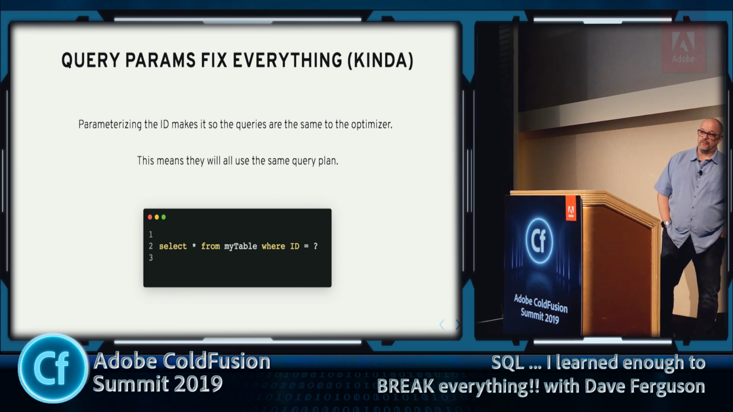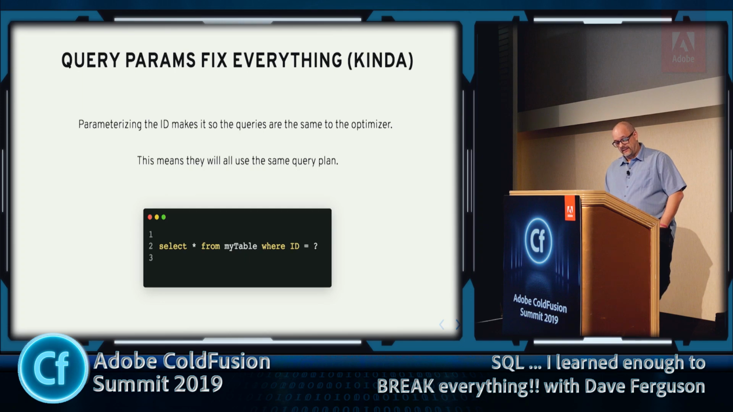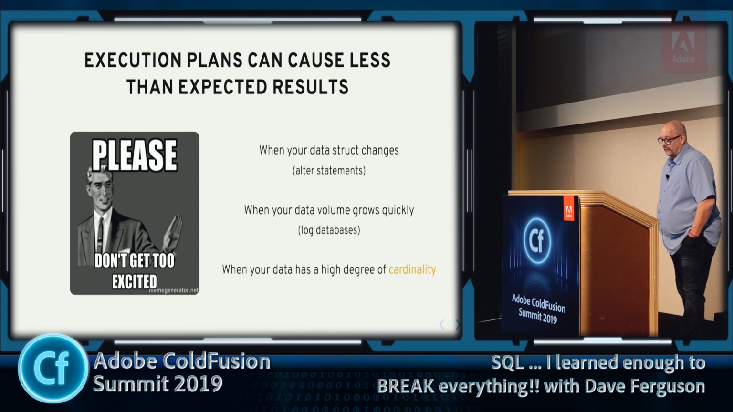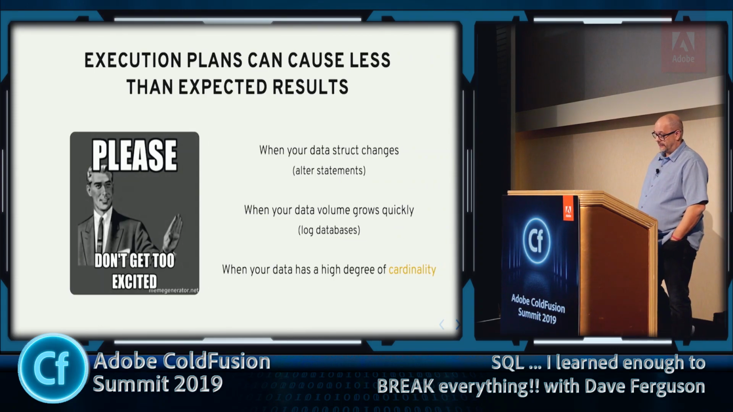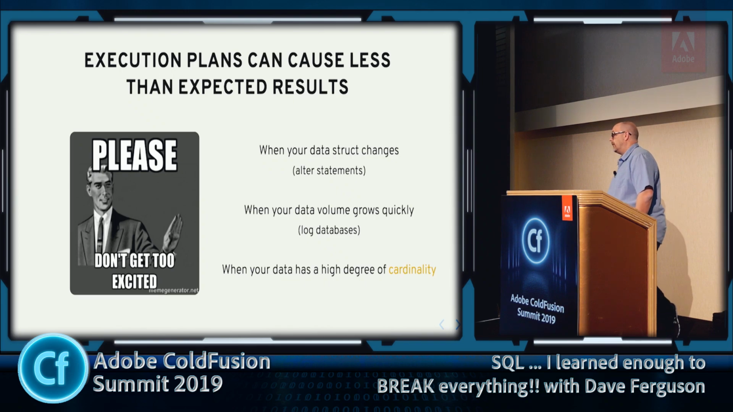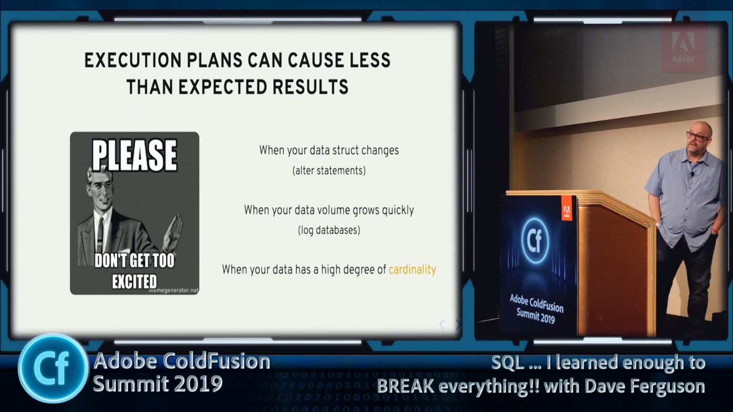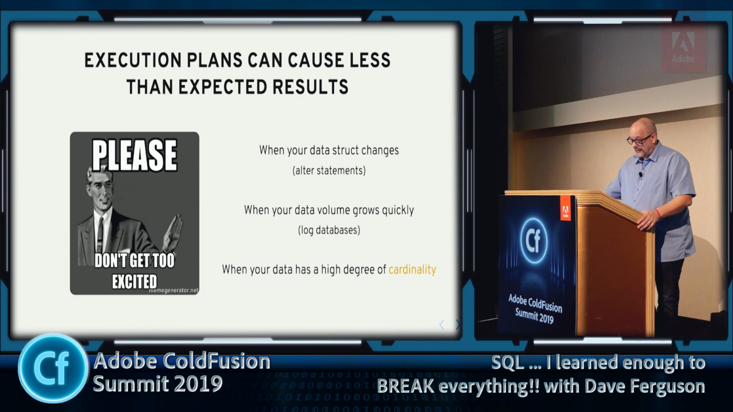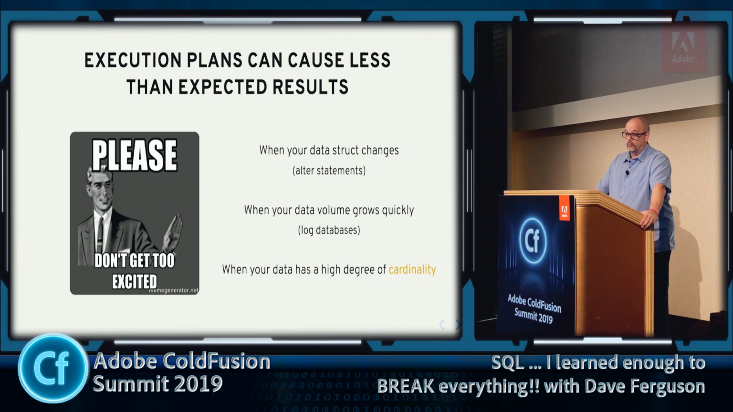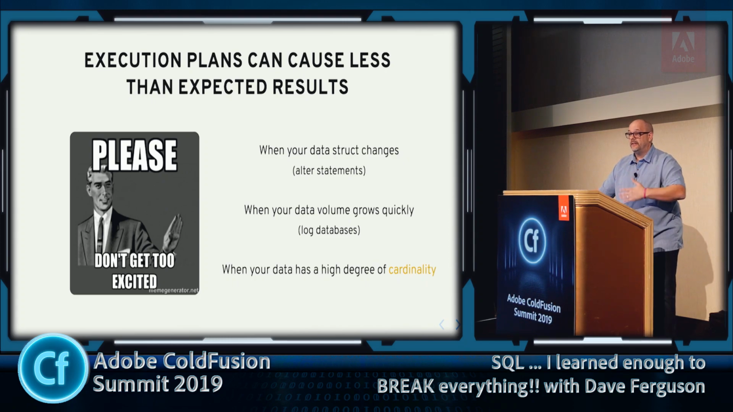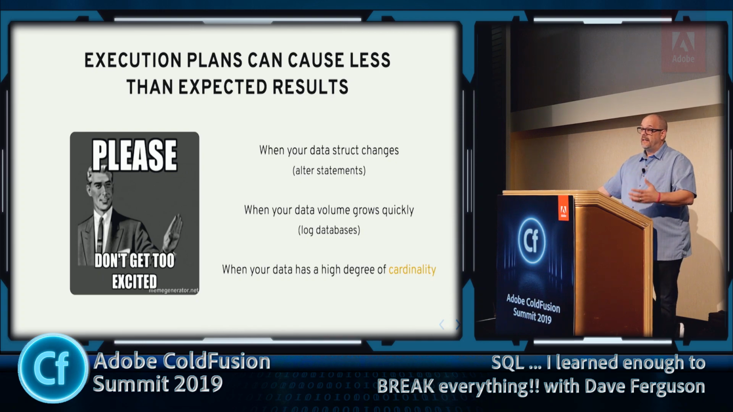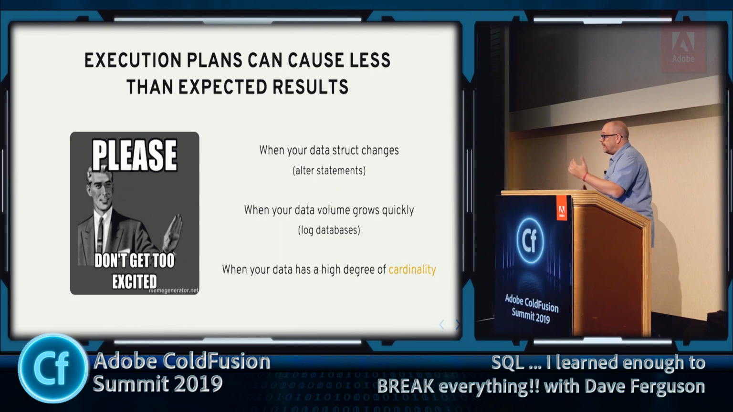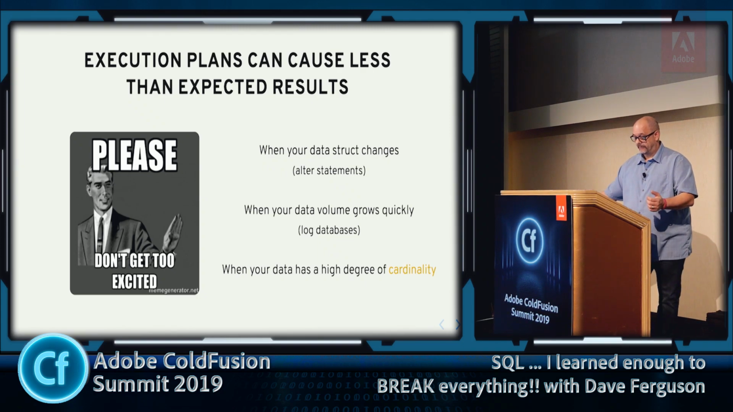However, there are times when all these fun query plans that make getting your data even quicker can cause less than expected results. For example, if your data structure changes a lot, let's say you run an alter statement on a table. Any query plan using that table will be flushed, like I said before. If your data volume in a table is growing really fast, like it's a log table, you're pushing a ton of data into it, odds are the statistics are going to get out of date, things in the indexes are going to need to be updated. So the query plans will very quickly become obsolete, and the database is going to have to keep creating new ones to keep up with the data volume.